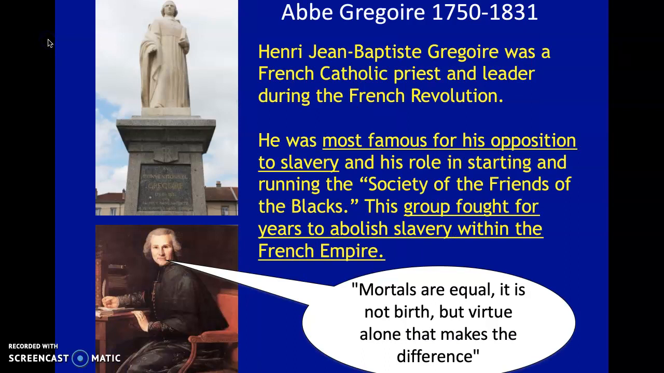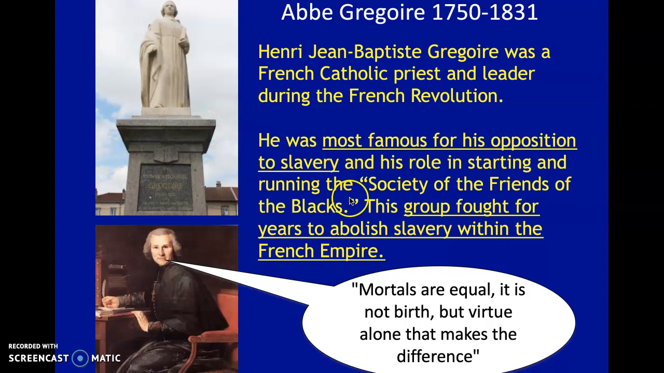So the first one was the man on the bottom left. His name was the Abbe Gregoire, and he is, of course, very much connected with our last work on the French Revolution. He was a French Catholic priest, a leader during the French Revolution. He's most famous for being an abolitionist, and that's a really important word that we need to understand throughout this unit. So, an abolitionist is someone who believes fervently, really strongly in ending slavery and the slave trade.